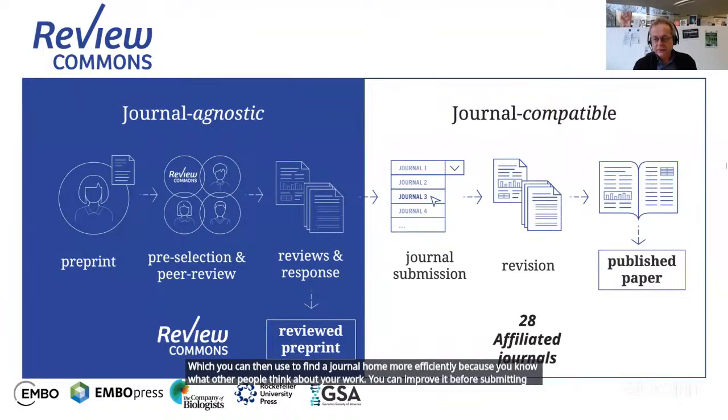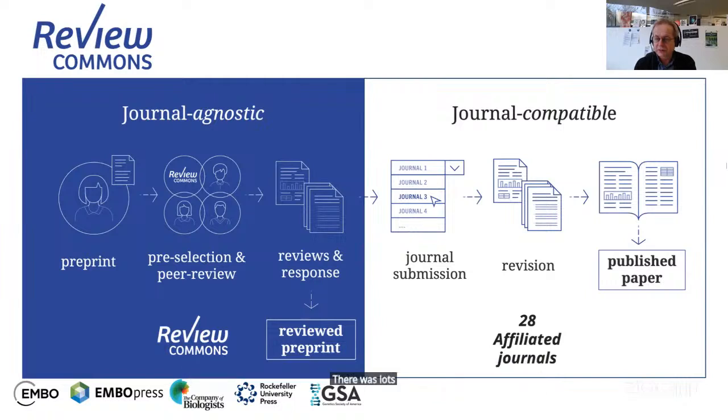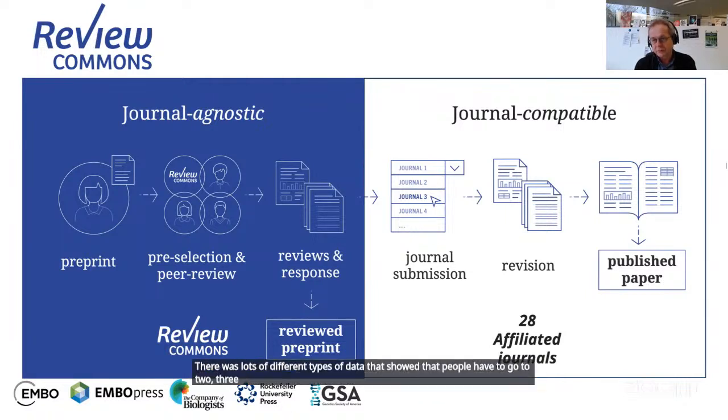We thought this might accelerate finding a home, because there was a lot of friction. Lots of different types of data showed that people have to go to 2, 3, even 5 journals before they find a home.